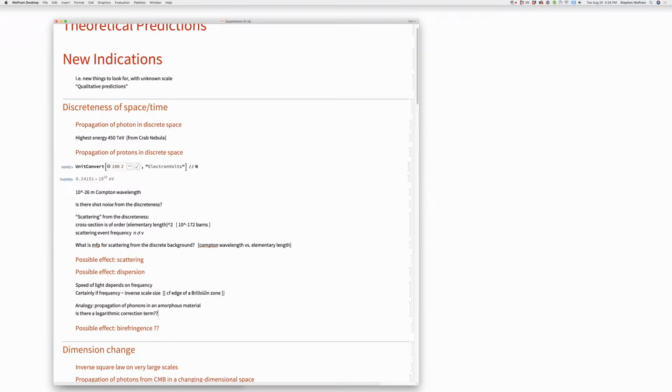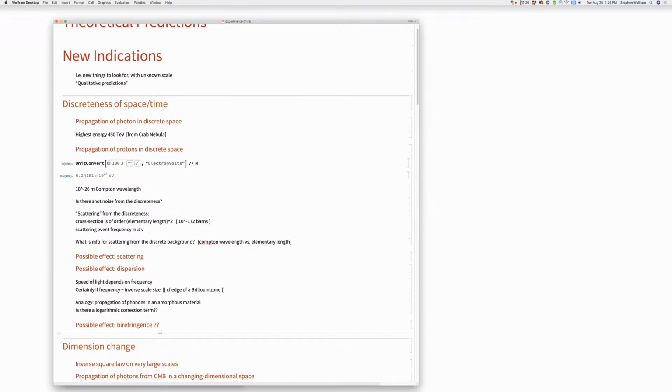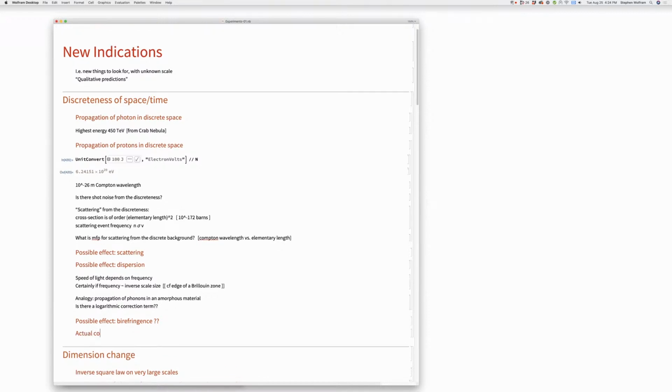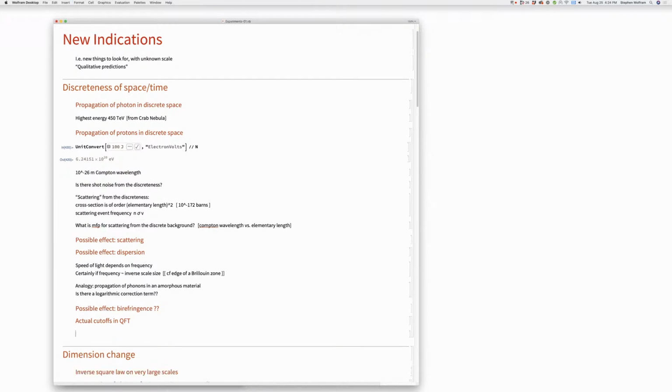I mean, look, here's another thing. Another question is actual cutoffs in quantum field theory. So in other words, of course, most are irrelevant because of renormalization. Right, so you know what I mean. If we look at the electron self-energy or something, nominally, we have a log of the cutoff. But in fact, it doesn't matter because renormalization says that we can't measure that.